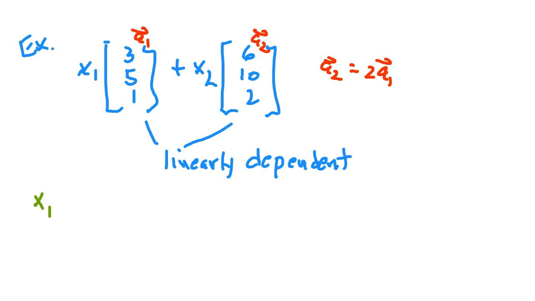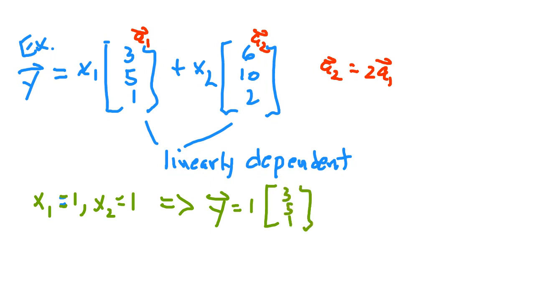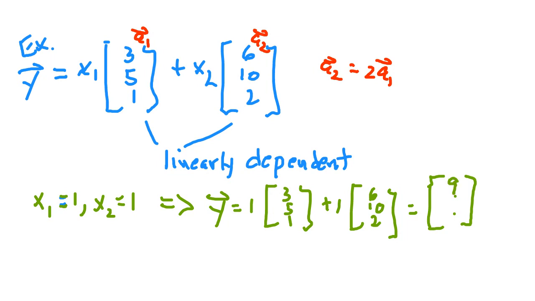So we'll call this our y vector here. Let's say you have x1 equals 1 and x2 equals 1. What would that mean the y vector is going to be? The y vector would be 1 times 3, 5, 1 plus 1 times 6, 10, 2. What vector is that going to give you? It's a 3 by 1, and what are the entries? Okay, good. 9, 15. That's right, Bella. 9, 15, and 2.